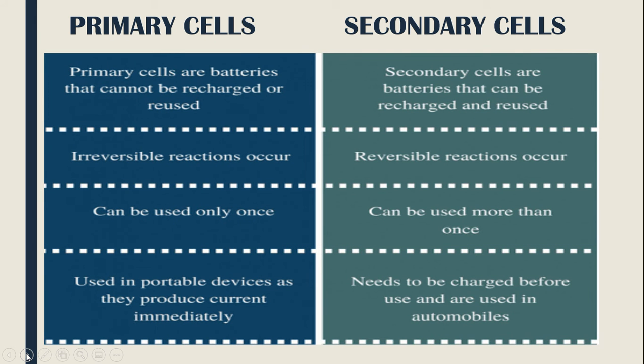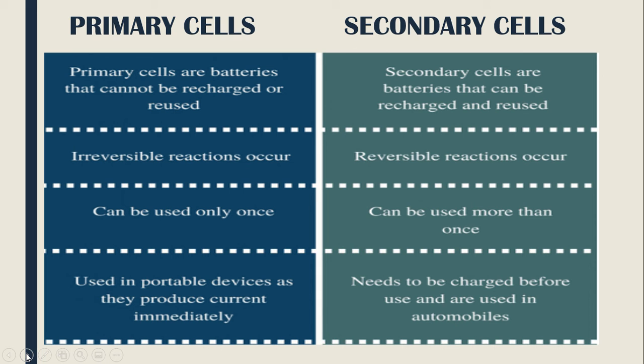Talking about the primary cells, these are batteries that cannot be recharged or reused. They can be used only once. Irreversible reactions occur in them and they are used in portable devices because they produce current immediately.